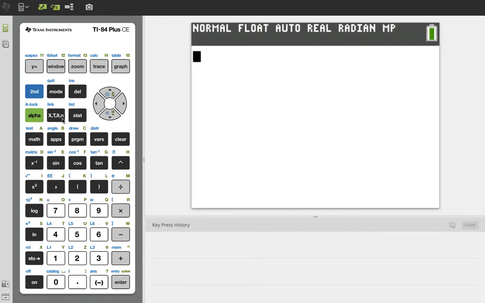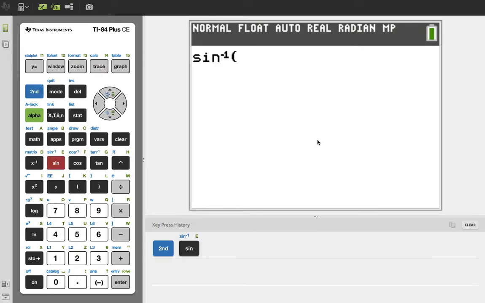So we're going to start with, on the PowerPoint, the inverse sine of 0.75. Quite simply, on your home page here, you're going to hit second sine, because you can see here in blue is written sine inverse. So I'm going to hit second sine, and then I just type in my value, 0.75.